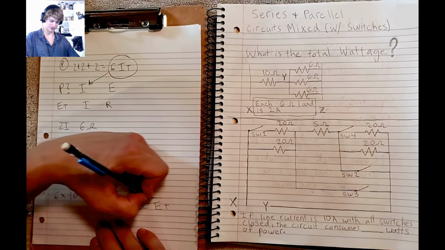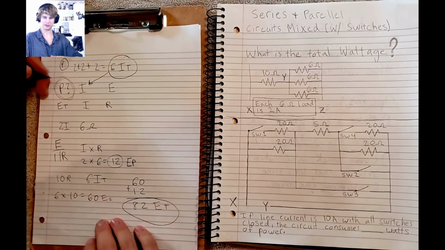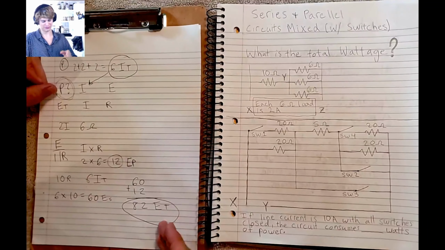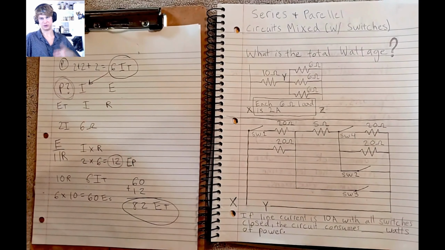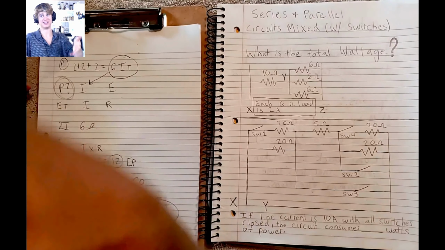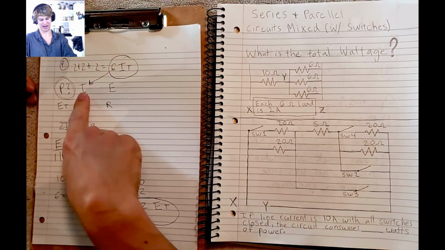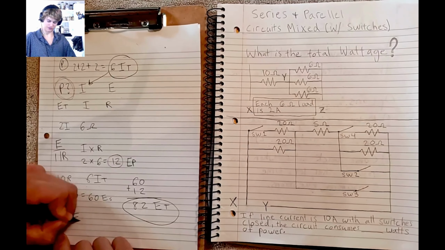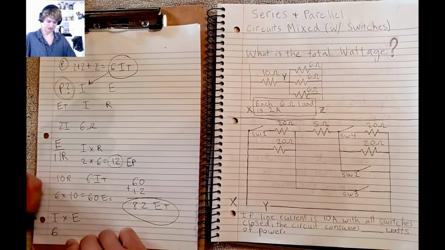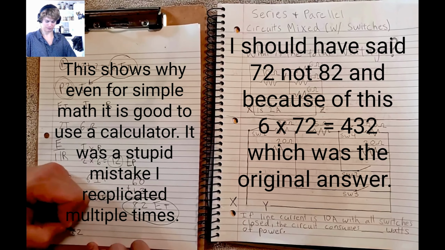Okay, but now we know that the whole point of this is that we wanted to find the power though. So we just did all that to finally find the E total. Now we still need to find the power. So you can already see where this is not as good as the last method. So to find P, we want P equals I times E. So I times E. We have a total of 6 amps of current times a total of 82 volts.